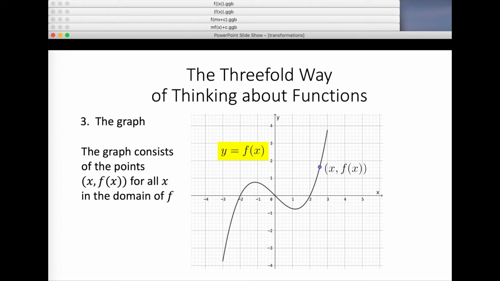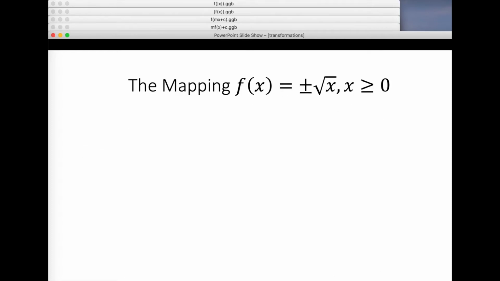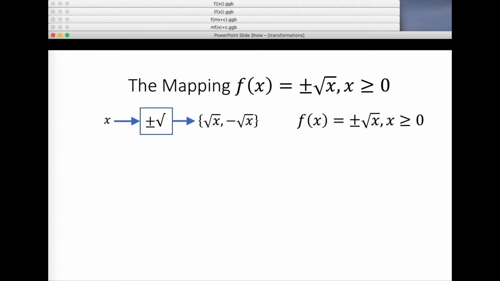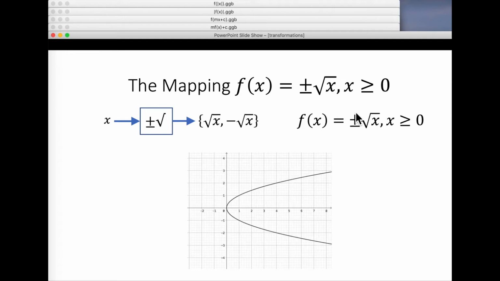Now, mappings are just the same as functions, except that they can have more than one output. So here's a mapping we use every day of the week. x is mapped to plus or minus the square root of x. So that's got two outputs for positive x. Let's look at that in the three ways. So the function machine, I suppose we should call it a mapping machine, has a set of outputs rather than just one. The formula has options in it one way or another. And for the graph, well, some of the x values have more than one y value.